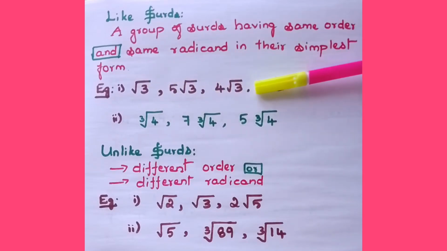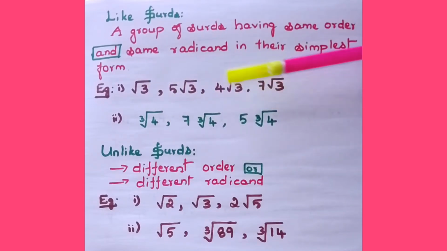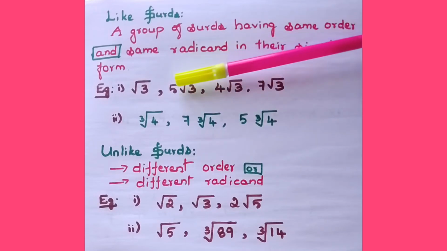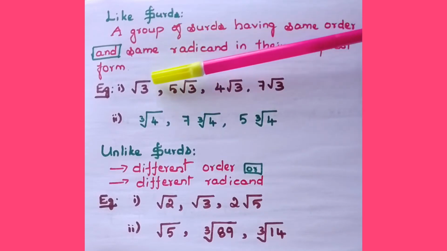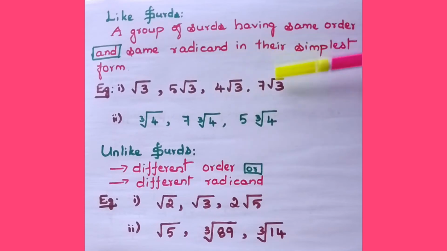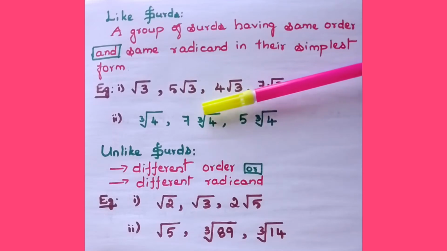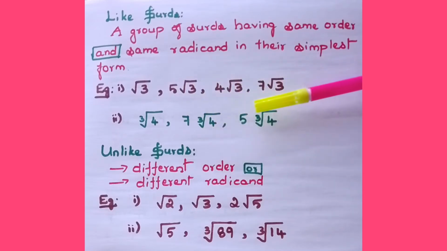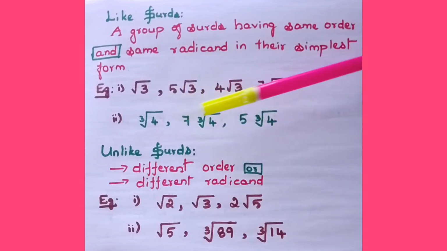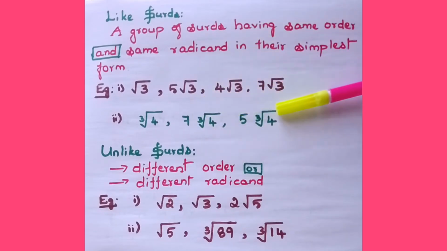Don't worry about the whole number which is present before the surd. In the simplest form of the surd, whatever numbers we find of the order and the radicand, if they are the same, then they are like surds. Next, cube root of 4, 7 cube root of 4, 5 cube root of 4, all cube root of 4 with the other whole numbers, no problem. So these are all examples of like surds.